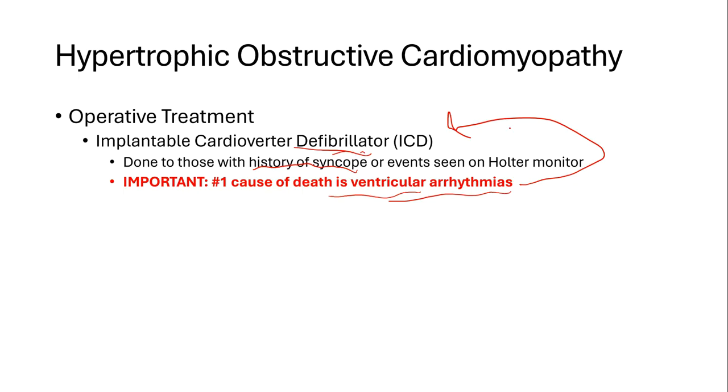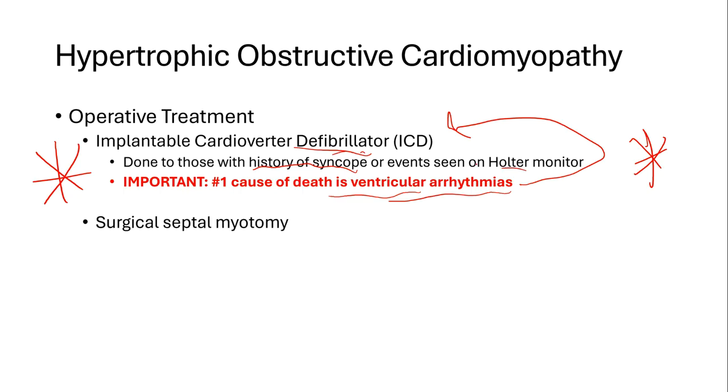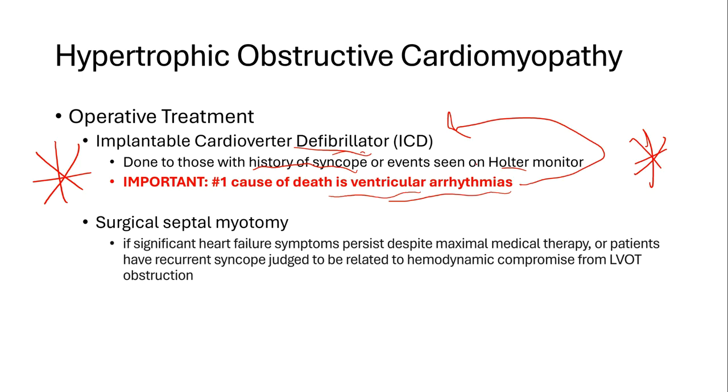one of these arrhythmias. This is important as a lot of people with HOCM do need to have some sort of ICD placement. You give those to individuals with a history of symptoms such as syncope or events, ventricular arrhythmias seen on Holter monitor. You can also even sometimes do something known as a surgical septal myotomy. This is only done really if the heart failure symptoms persist even despite medical management. So this is kind of your last ditch option, okay?